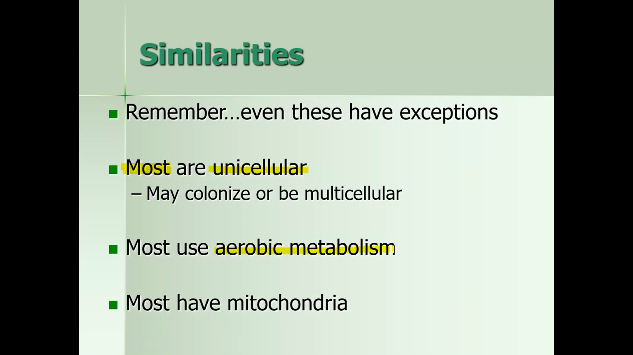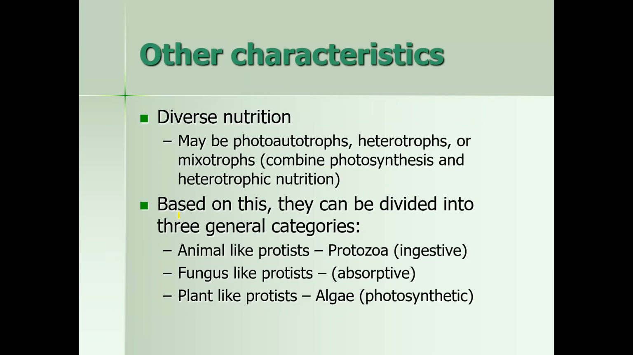Most of them use aerobic metabolism because they have those mitochondria that allow them to perform cellular respiration. There are a lot of different modes of nutrition. Now, this goes back to our last lesson. We saw terms like photoautotrophs and photoheterotrophs and autotrophs, heterotrophs, photochemo. So when it comes to your protists, because they're plant-like, they're animal-like, and they're fungus-like, they have different modes of nutrition. And this is really kind of how we group them within this grouping.